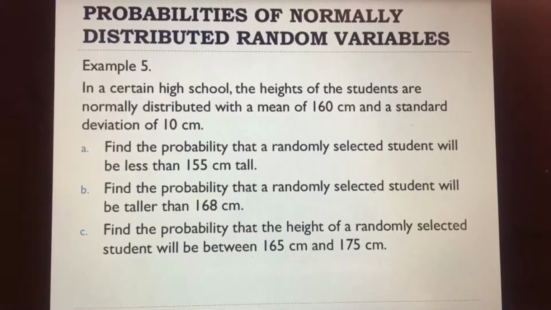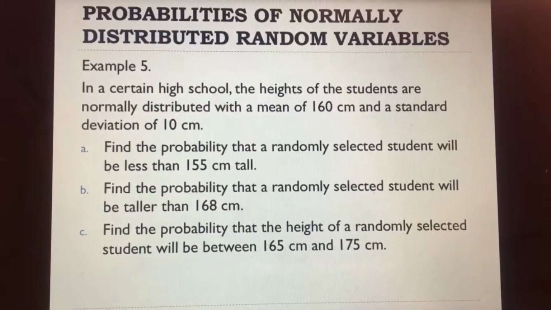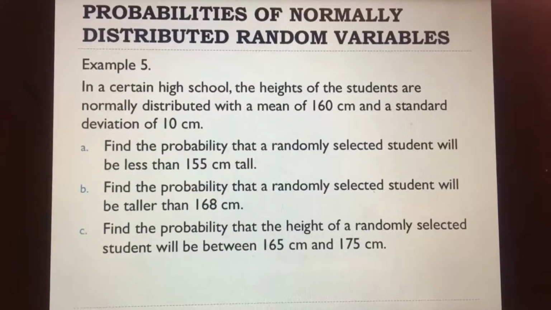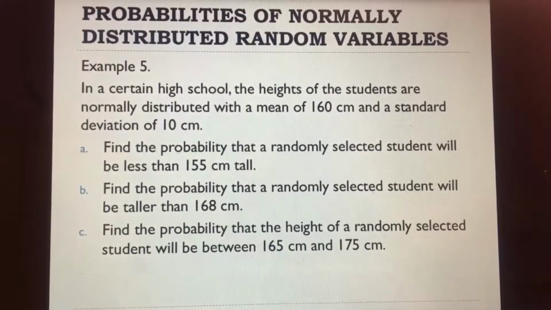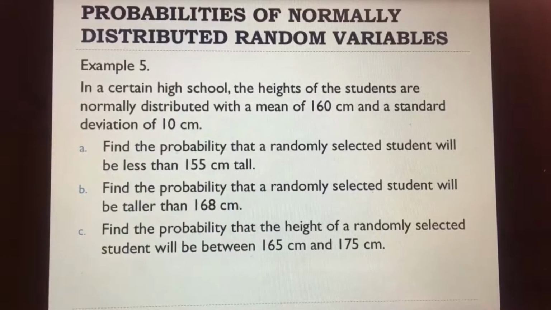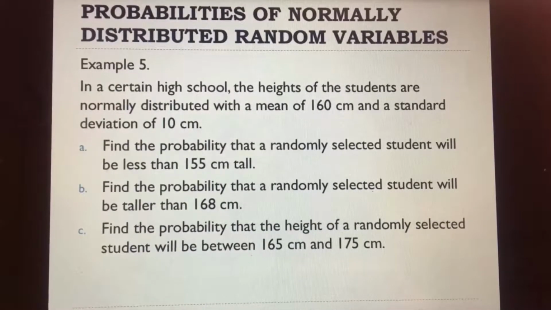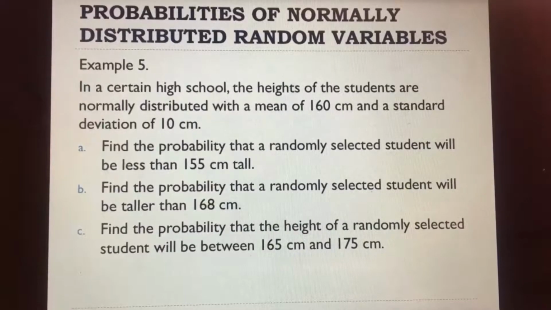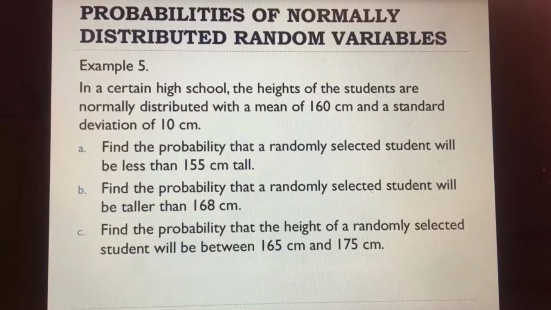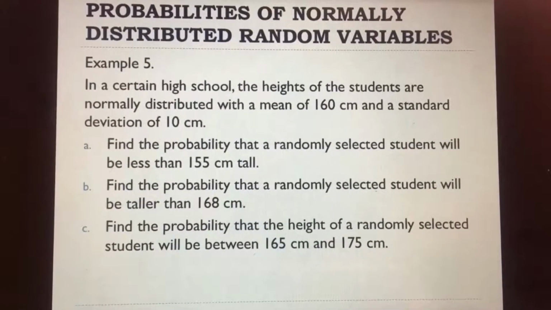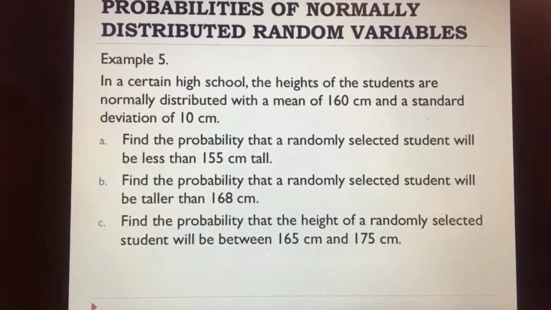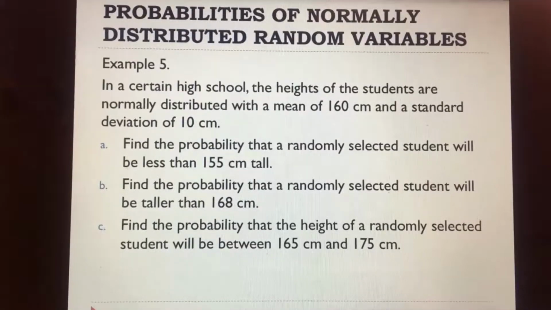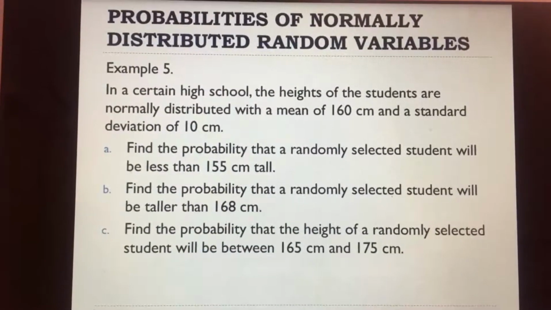So example number 5. I'm going to read the problem. In a certain high school, the heights of the students are normally distributed with a mean of 160 centimeters and a standard deviation of 10 centimeters. Letter A. Find the probability that a randomly selected student will be less than 155 cm tall.